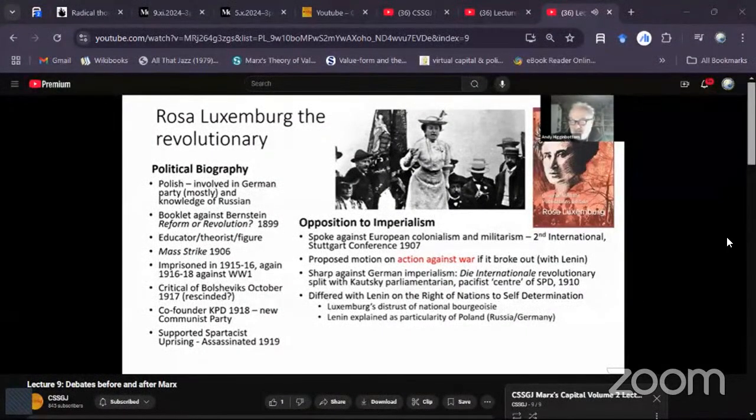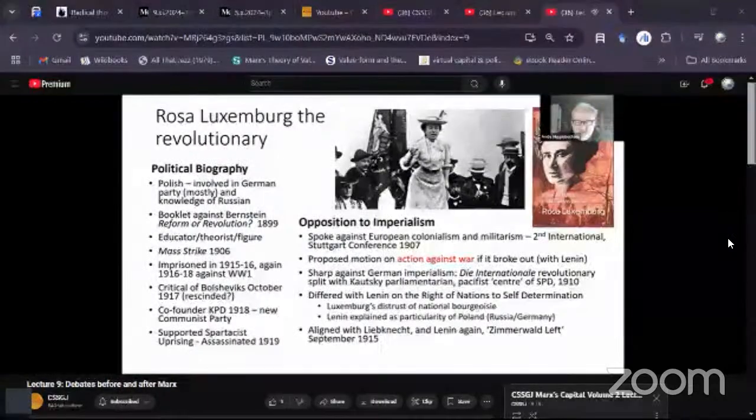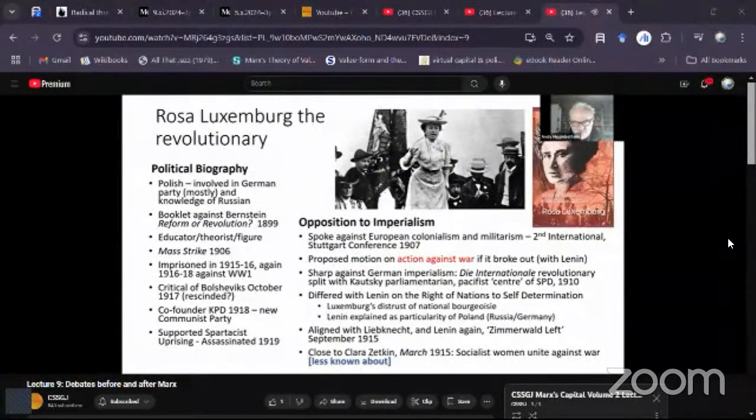She had a political difference with Lenin on the right of nation self-determination. She didn't trust the national bourgeoisie. Lenin explains this in terms of her own particular experience of Poland. So there were differences, right? But in terms of opposition to imperialism and militarism, they very strongly coincided. She was in prison for most of the First World War. She'd been imprisoned, right? But she was definitely on the left, the Zimmerwald left, against the war.